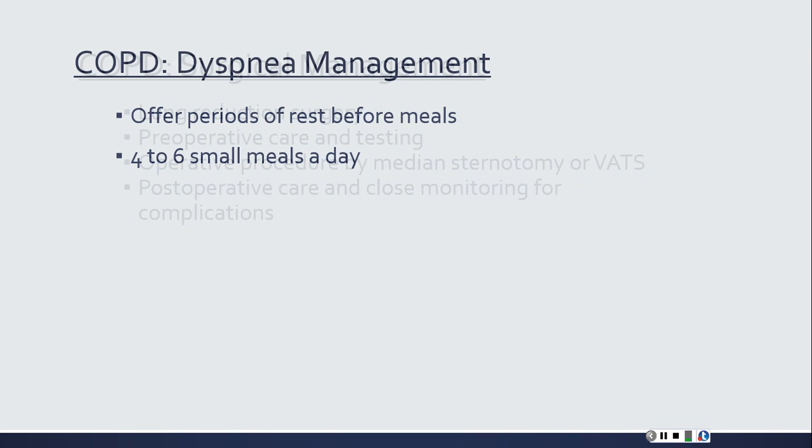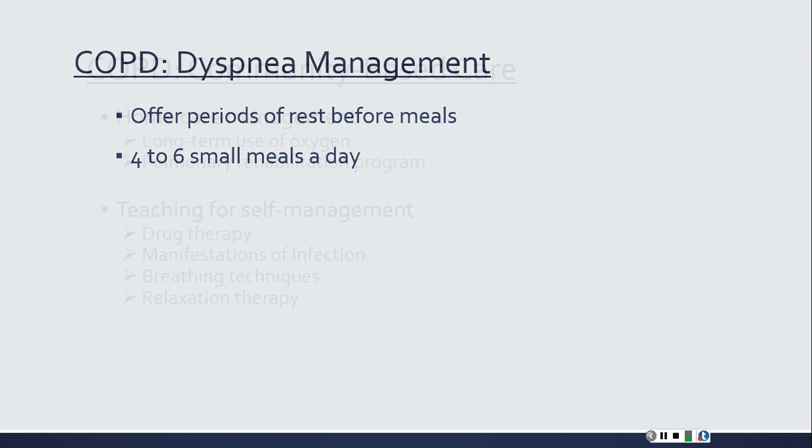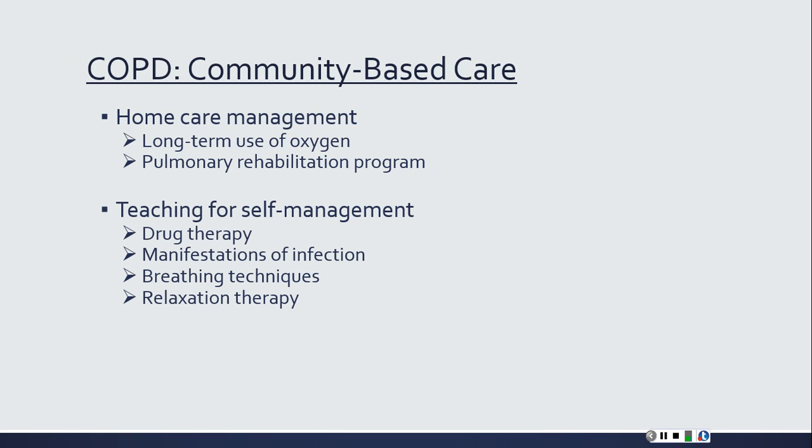Okay? And our dyspnea management, we talked about this: offer periods of rest before meals, 4 to 6 small meals a day. And community-based care. This is kind of talking about your education, discharge teaching. You've got to make sure that the patient knows how to use their oxygen. If they're going home with oxygen, which we try to keep COPD patients off of oxygen as much as we possibly can, but when they have to have it, they may go home with it.